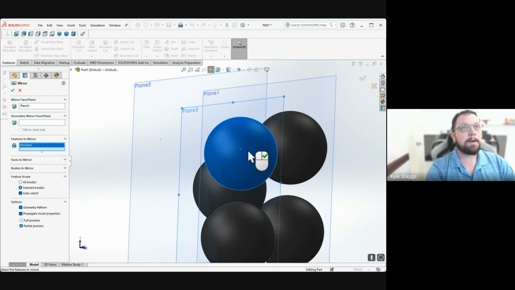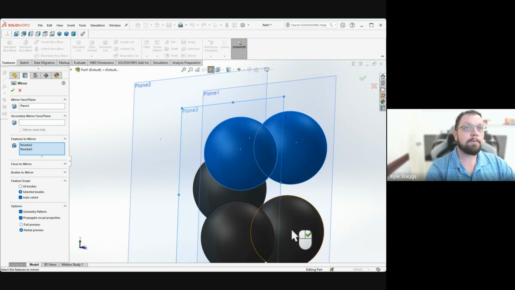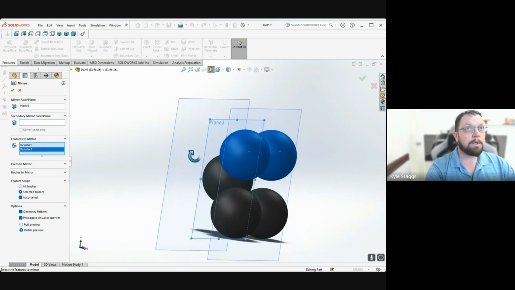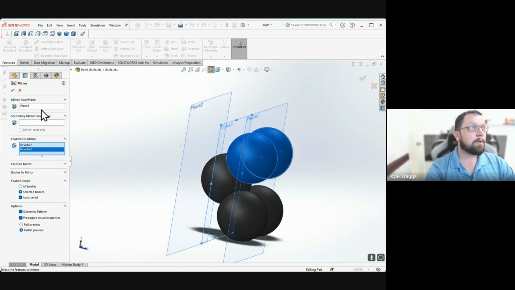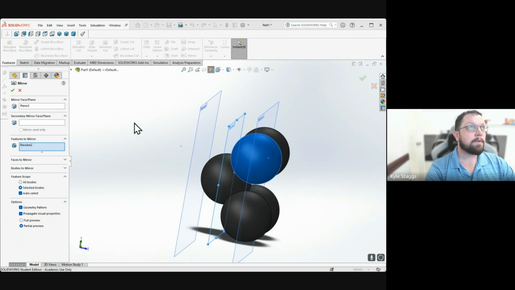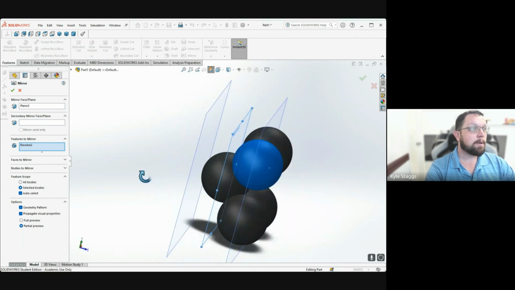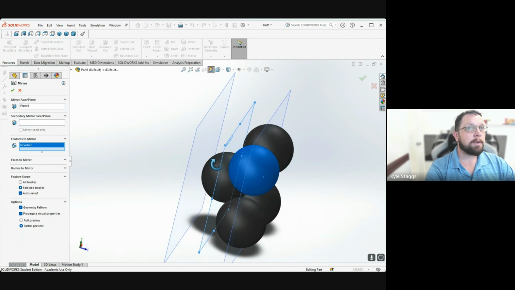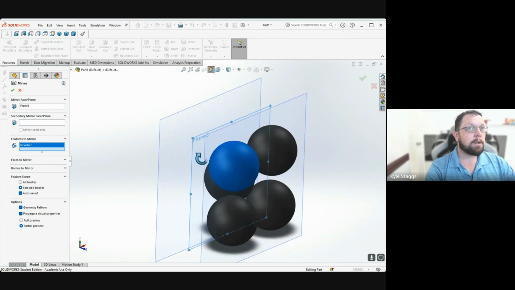Features to mirror. We want to mirror them about plane 3. So we want to see if it will let us do 2. See if it'll let us do 1. Nope, it does not want us to. There's a couple of reasons why that can be a little bit difficult.